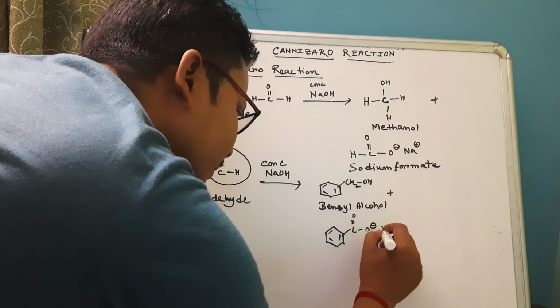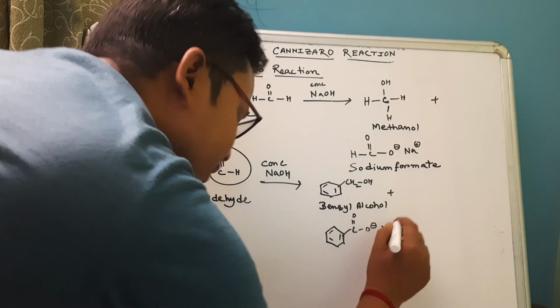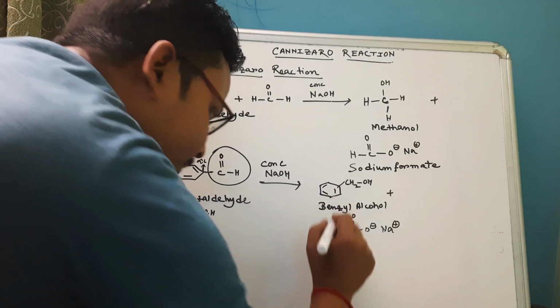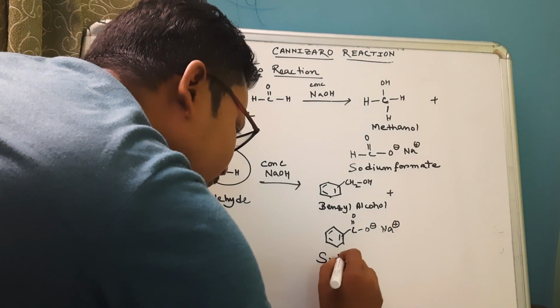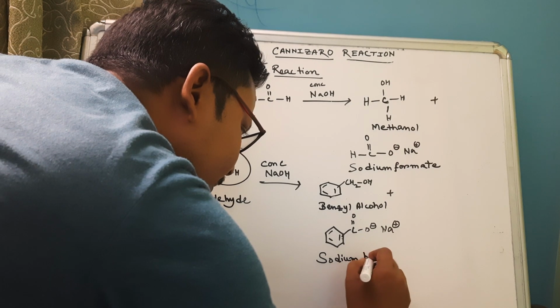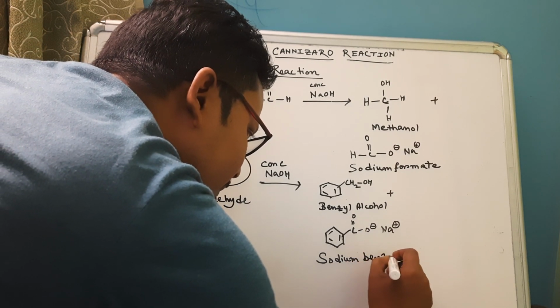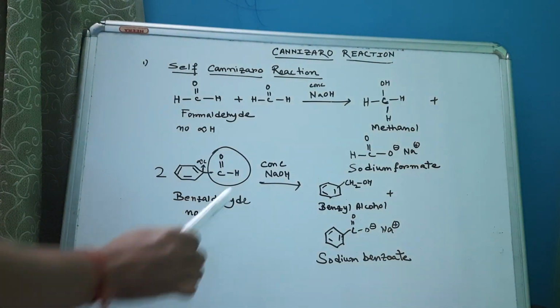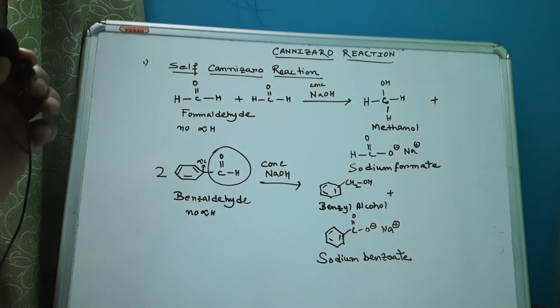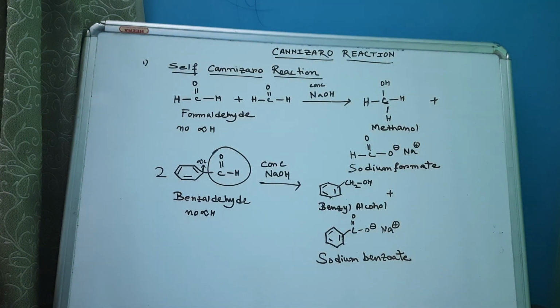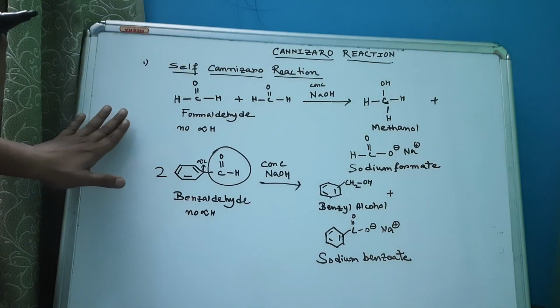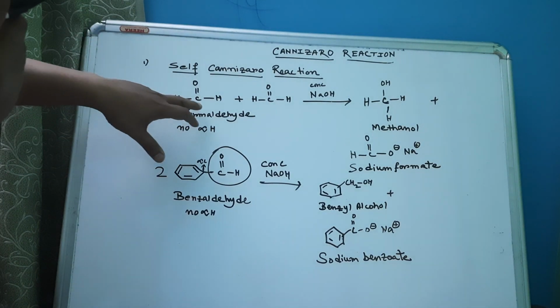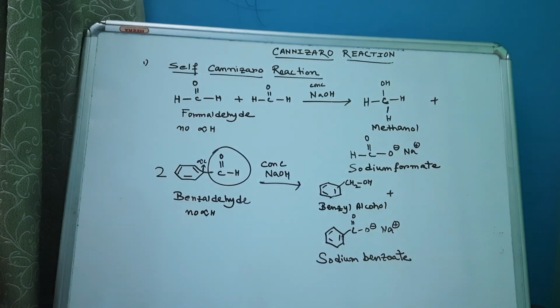So it will give sodium benzoate. It will give sodium benzoate. And if you take concentrated potassium hydroxide, it will give potassium benzoate. Okay. So these are the two examples of the self Cannizzaro reaction. Why is it self? Because the two aldehyde molecules are of similar compounds. Okay. Next we will see mixed Cannizzaro reaction or crossed Cannizzaro reaction.